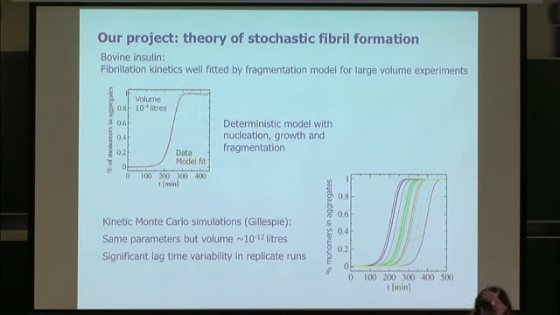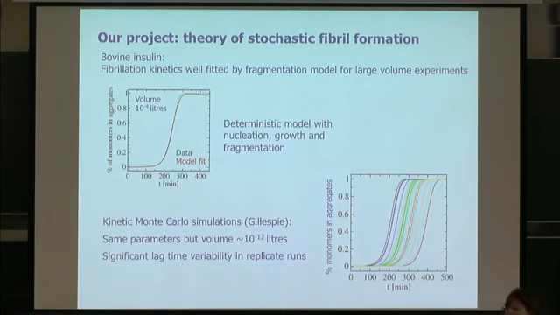So what we wanted to do is to actually try and make a theory to account for the variability in this lag time, and in particular the variability in the growth time, and also in the nucleation time to the formation of the first nucleus. And we started off by thinking about some of our own data from Kate's experiments, which are for bovine insulin. And for bovine insulin, the fibrillation kinetics is well described by this fragmentation model, and you can see that here. So this is some of our data from a large volume experiment in this plate reader device. And here the black is the data, and the red is a fit to the deterministic model that I described before. So it fits really well.